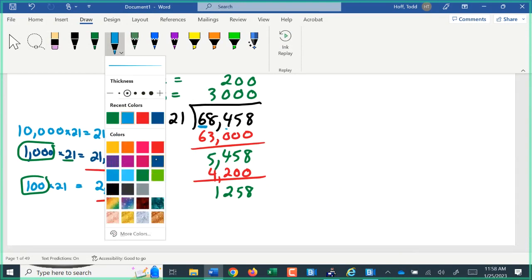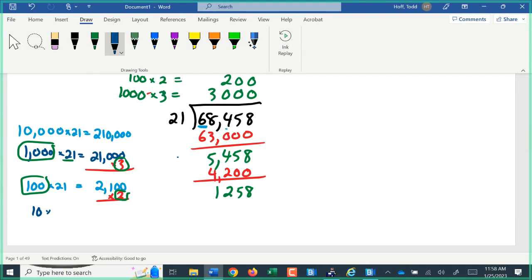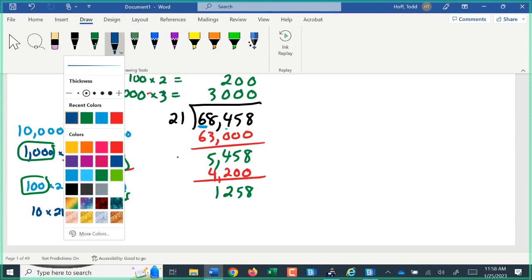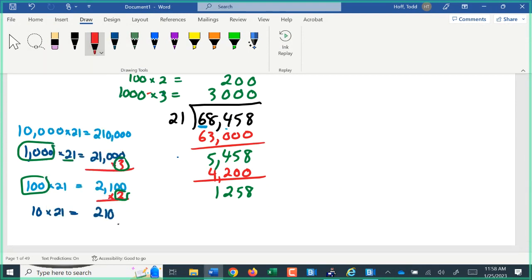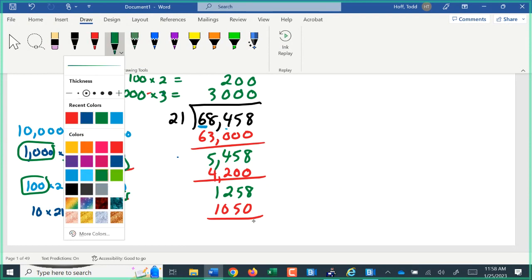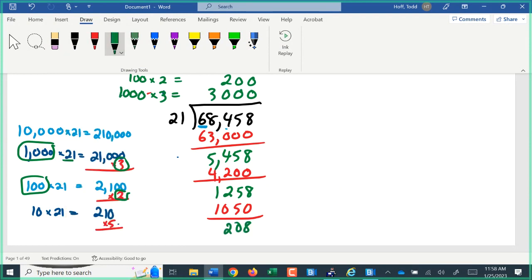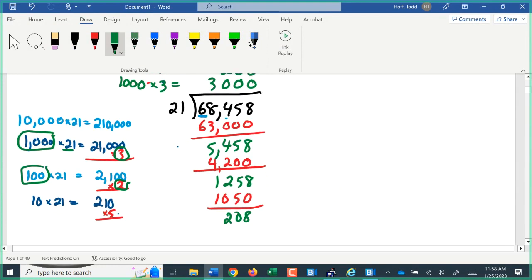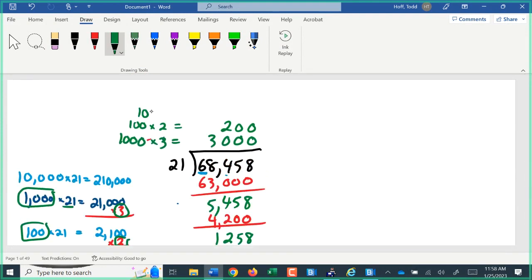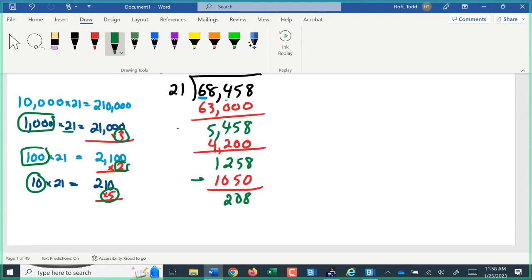That 4,200 that I subtracted is really 200 21s. Next place value, tens. 10 times 21 is 210. I can subtract that from what's left. In fact, I can do it 5 times. 1,050. Subtract, and we have 208. So what I really subtracted there again was 10 21s, and I did it 5 times. 10 times 5 is 50. That 1,050 that I subtracted was really 50 21s.